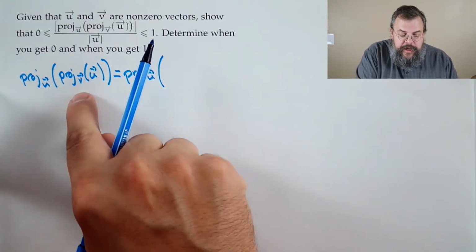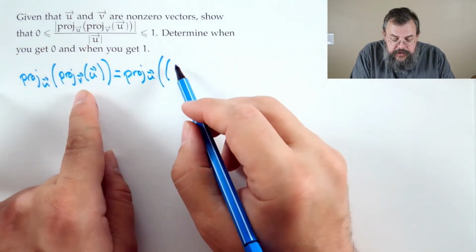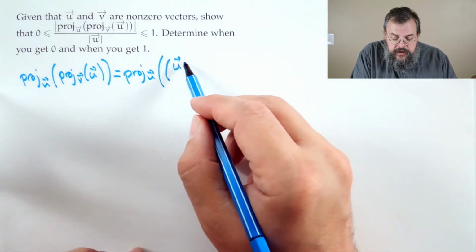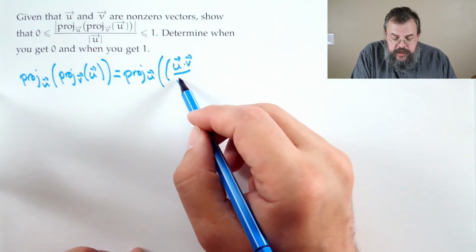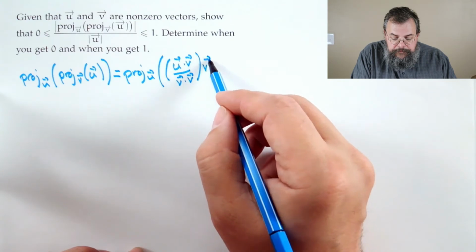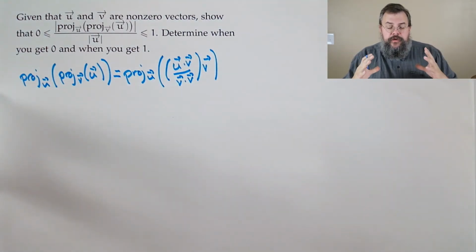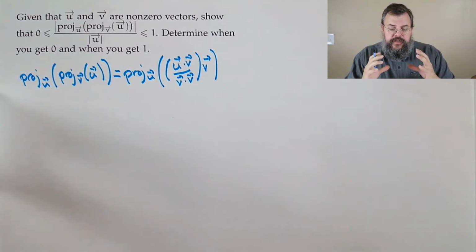So when we talk about our projection formula, since we're projecting onto V, it would be U dot V over V dot V of V. All right, so I'm just working through. So that's what the inside expression is.